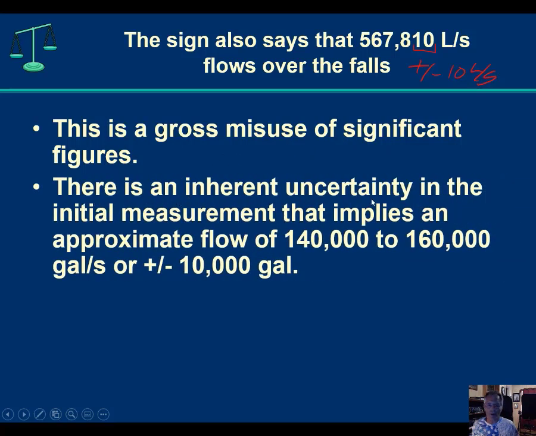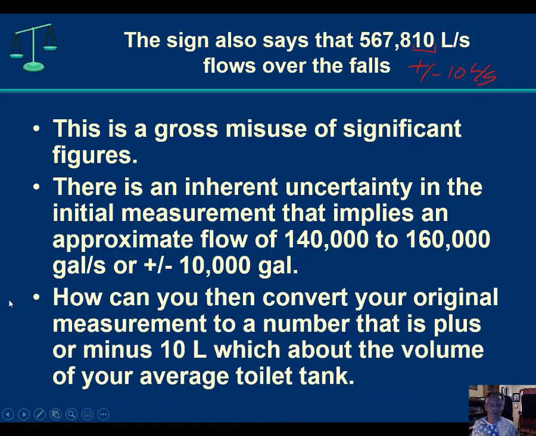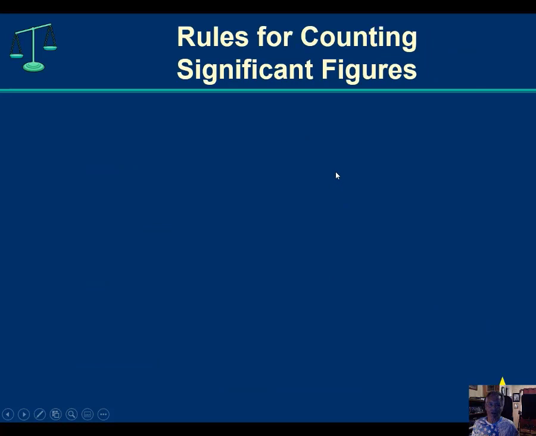So in this comparison, there's an inherent uncertainty in the initial measurement that implies an approximate flow of either 140,000 to 160,000. That's plus or minus 10,000 gallons per second. How can you then convert your original measurement to a number that is plus or minus 10 liters per second, which is about the volume of the average toilet tank? And the answer is there's no reasonable way to do that. So it's what we call a misuse of significant figures.